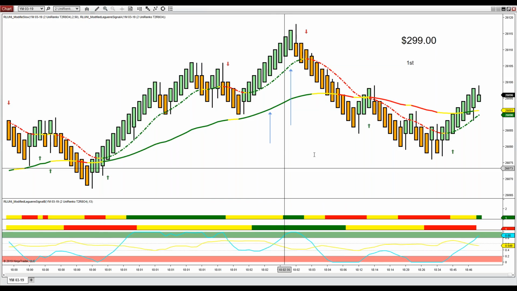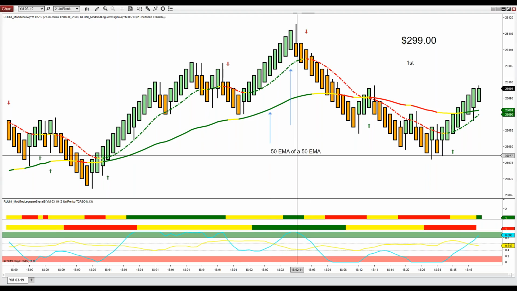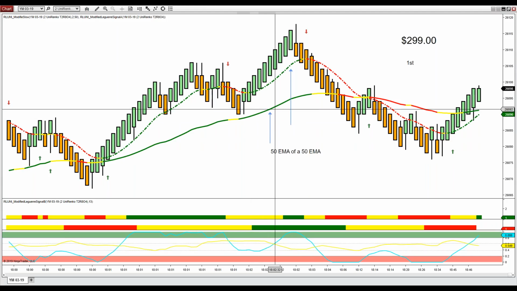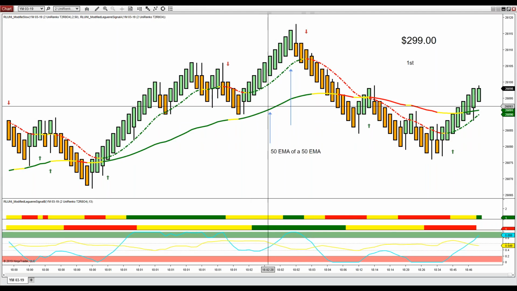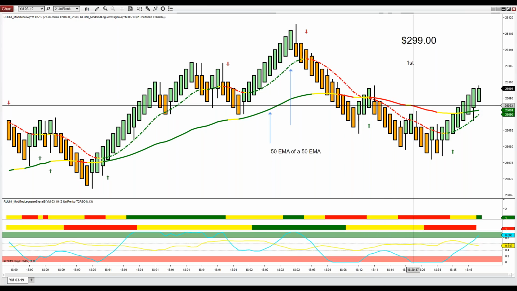Now this line is a 50 EMA of a 50 EMA. It's the first one, as far as I know, that's ever been created. And what it does is it creates the speed of a 50 EMA with a lot more stability. It doesn't get jockeyed around by price.